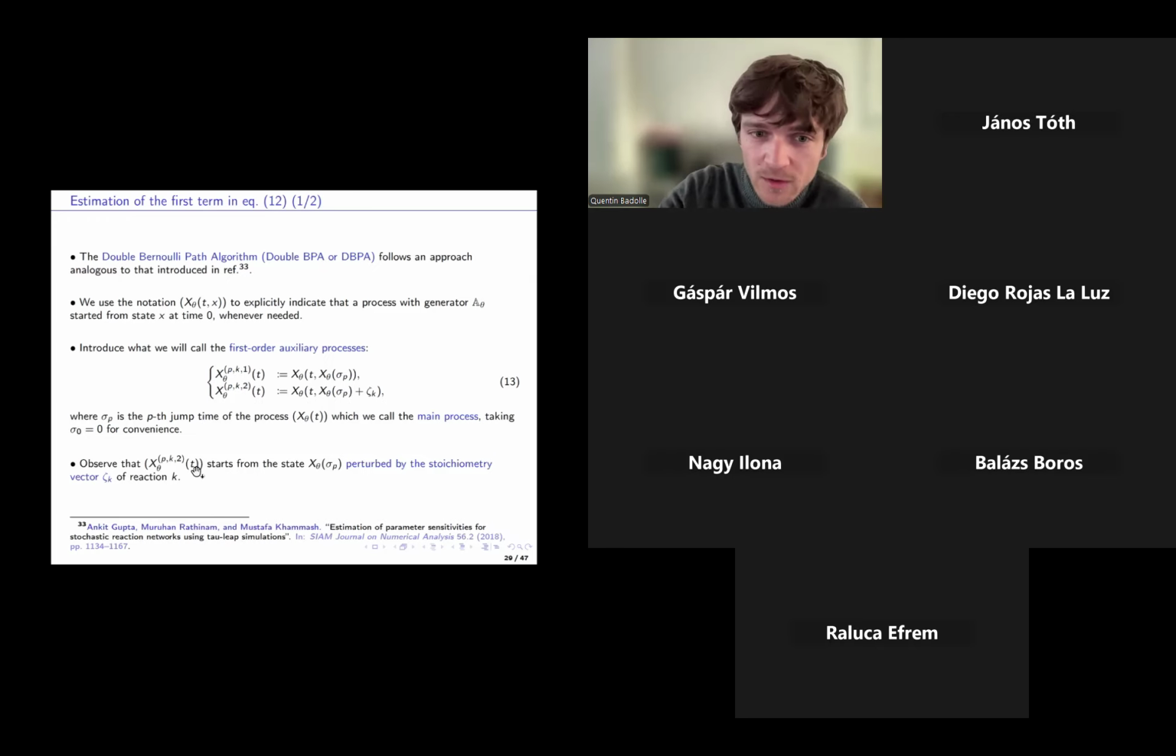Just to state it again, if you consider this process X^θ_{p,k,2}, it means that you started from this state perturbed by this stoichiometry vector at time 0, and you then consider it at time t.